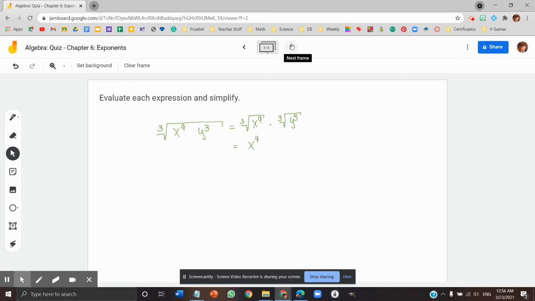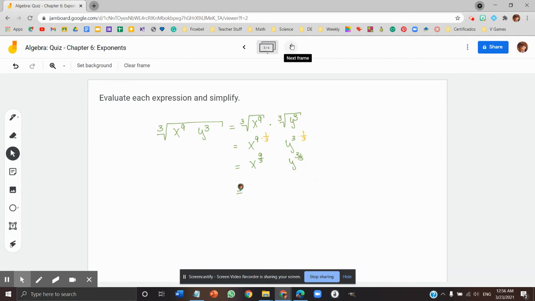And again, I'm going to multiply by the cube root. That will be 1 over 3. And the same thing with the y. Y is going to be y to the third, and the cube root is going to be a third. Now it's easier, right? I can solve that multiplication there. So in the case of the x, it's going to be 9 over 3. In the case of the y, it's going to be 3 over 3.